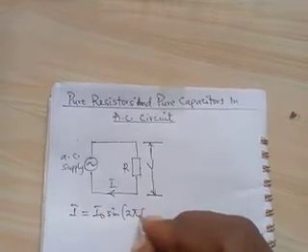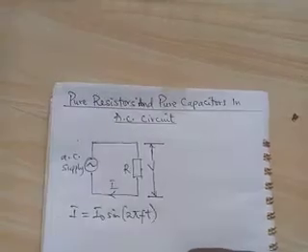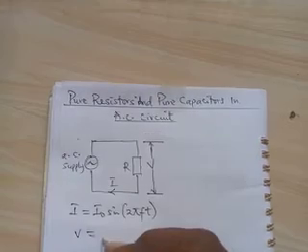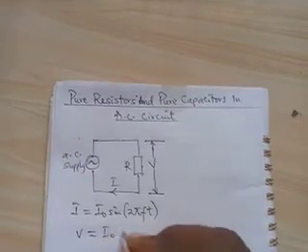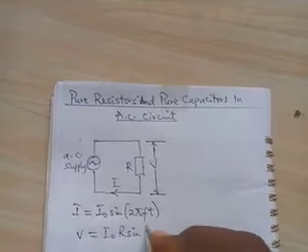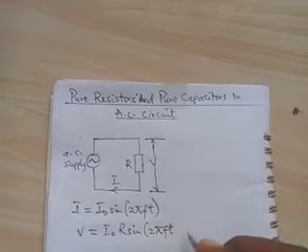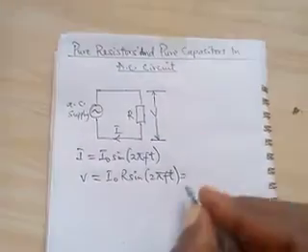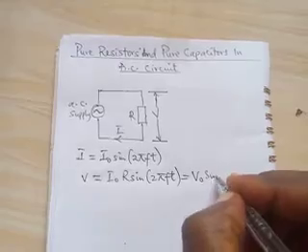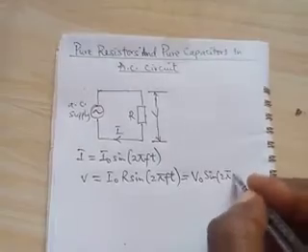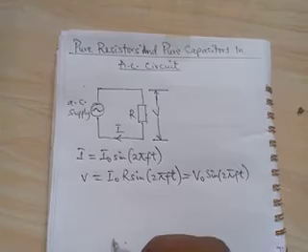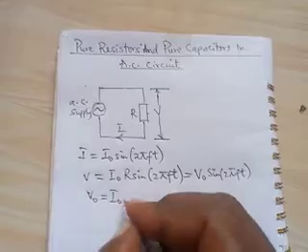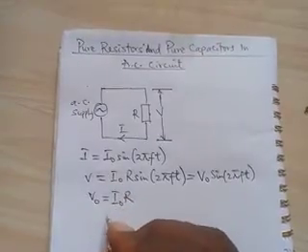sine 2 pi f t, then the potential difference will be V. Remember, V is equal to IR. It will be I naught R sine 2 pi ft. So we can replace and say it is equal to V naught sine 2 pi ft. This is because V naught is equal to I naught R, that's the peak.